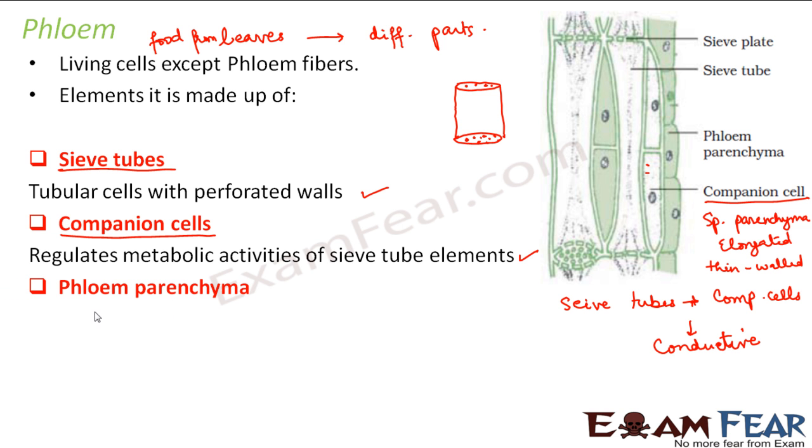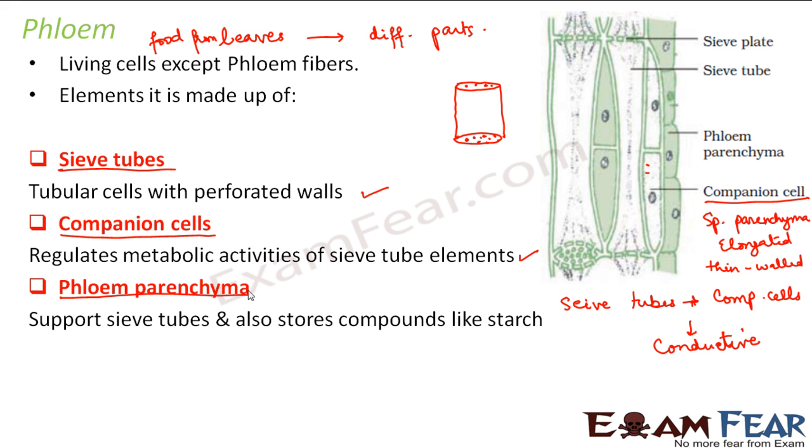The next element is Phloem Parenchyma. Again, we know the purpose of parenchyma. It helps in food storage. So it supports sieve tubes and also stores compounds like starch. One function is to support the sieve tubes. As you can see here, this is the Phloem Parenchyma which is present even outside of the companion cells. It will support the sieve tube and also help in storage of compounds like starch.